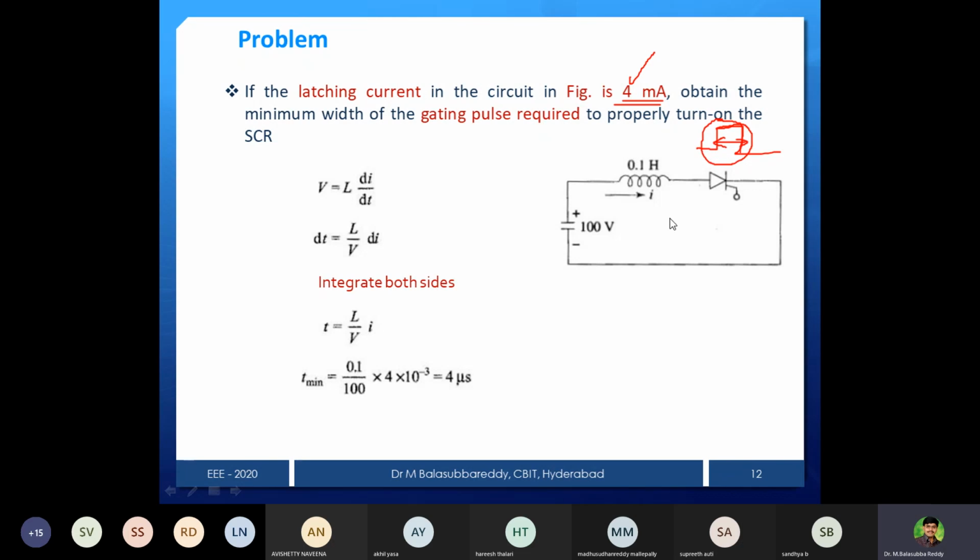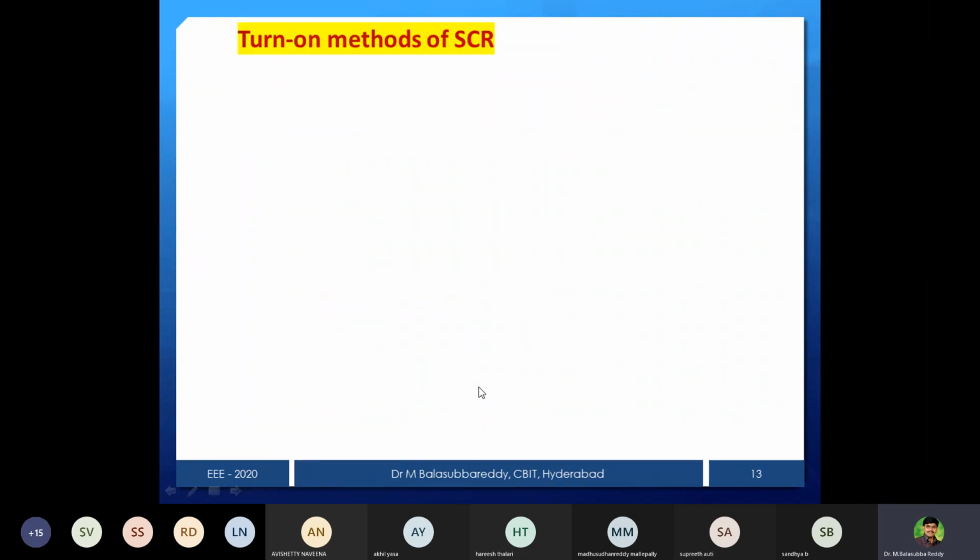So this is the one problem. If you keep the width at 4 microseconds, then only the device will continue to be on. That is the minimum width of the gate pulse required to properly turn on the SCR: 4 microseconds.